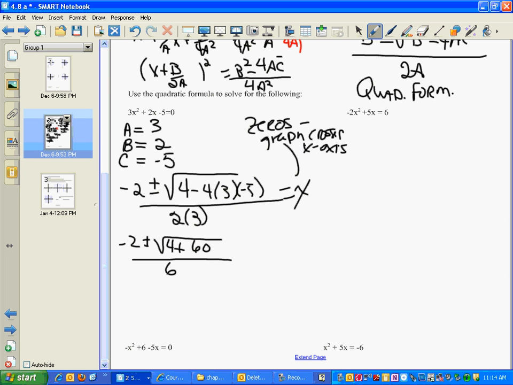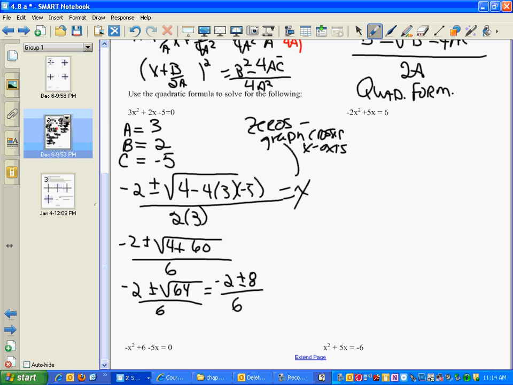Okay? So negative 2 plus and minus the square root of 64 over 6 gives me negative 2 plus and minus 8 over 6. Don't ever leave an answer like this. This is not in simplest form.